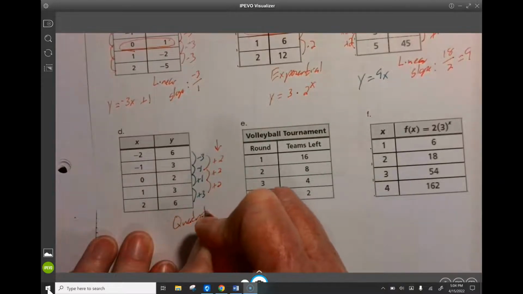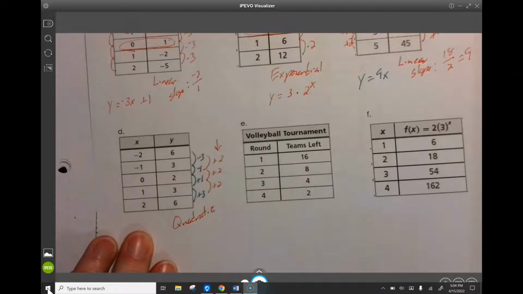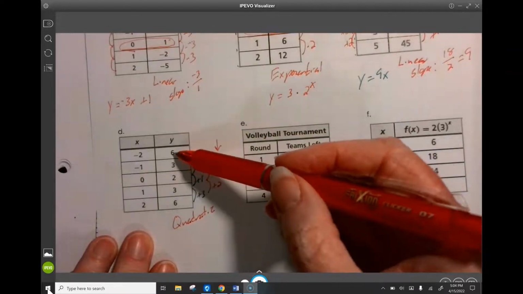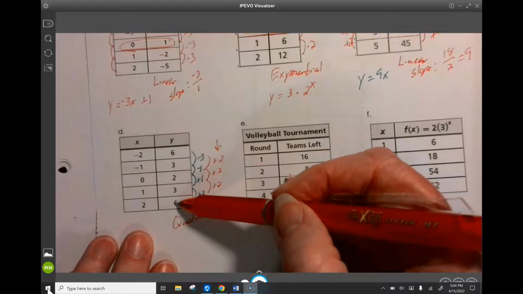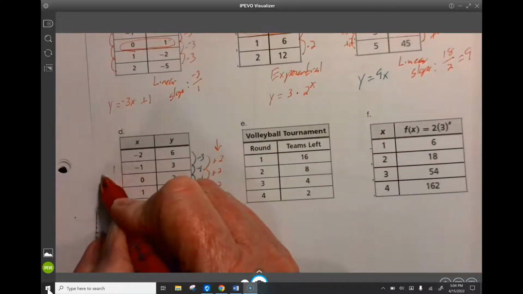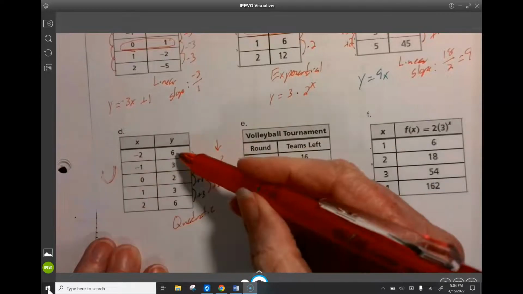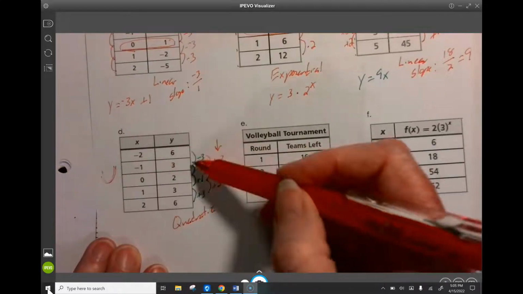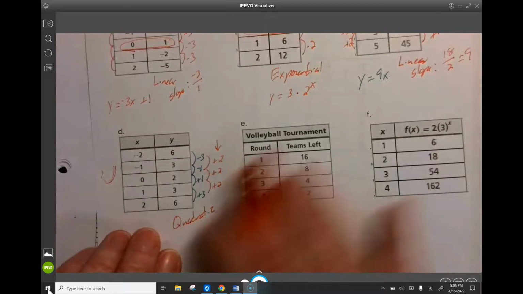Okay? So that's a quadratic equation. And the other thing about quadratics, see how it goes 6, 3, 2, 3, 6. So just like a parabola, it goes down and it comes back up. Your y values go down and come back up. They might go the other way too. But I wanted you to see this.